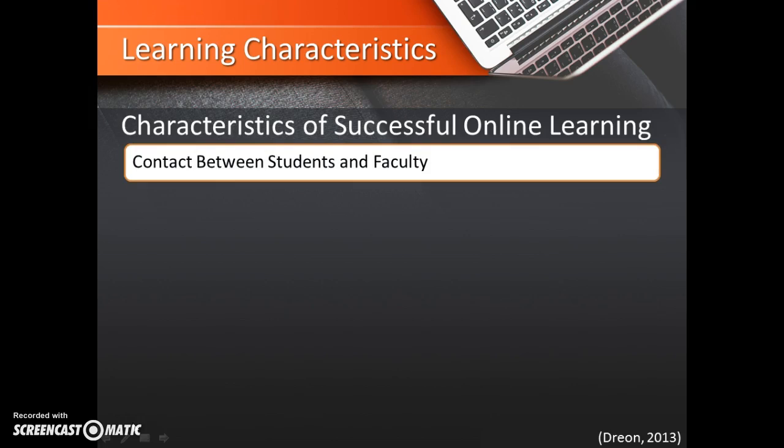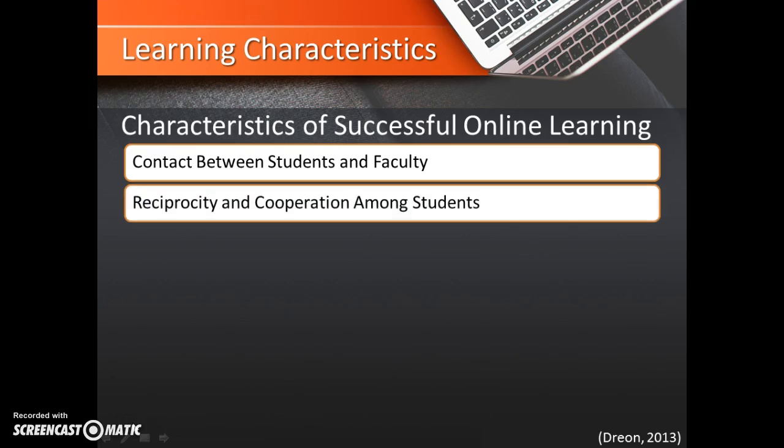The first one is contact between students and faculty. This stretched my thinking: not only do we email students, but we have an opportunity to Skype or use Twitter or whatever, and also clearly post times of availability to chat if we have online office hours. The next one is reciprocity and cooperation among students, to try to get them to collaborate together and work on projects.